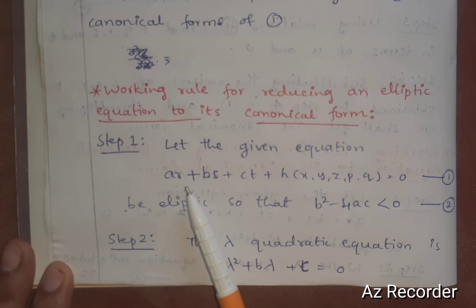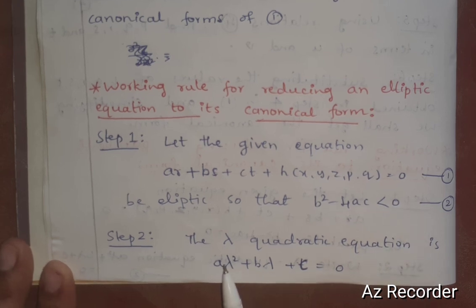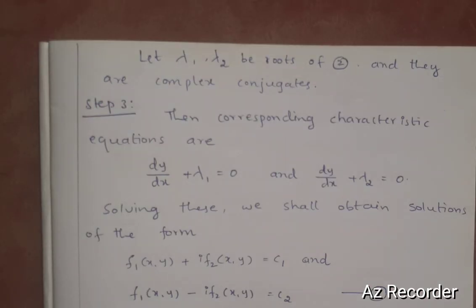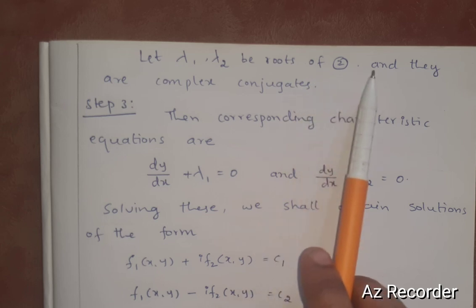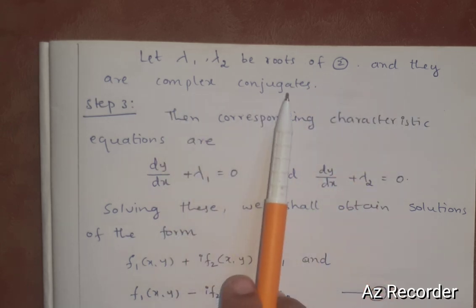So step 1, the given general equation is like this. It will be elliptic if b² − 4ac is less than 0. The lambda quadratic equation is aλ² + bλ + c = 0. So b² − 4ac is less than 0, and the lambda quadratic equation has complex roots. So λ1, λ2 are the two roots and they are complex conjugates.